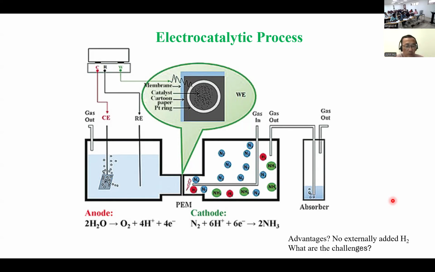Sounds pretty cool. So look at the anode side, you make hydrogen or hydride. On the cathode side, you make nitrogen, and then you make ammonia. So if you add the two equations together, overall, you basically produce ammonia from water and electricity. That's the advantage. Economically, it's good. Water plus electricity, you make the ammonia. There is no external added hydrogen.